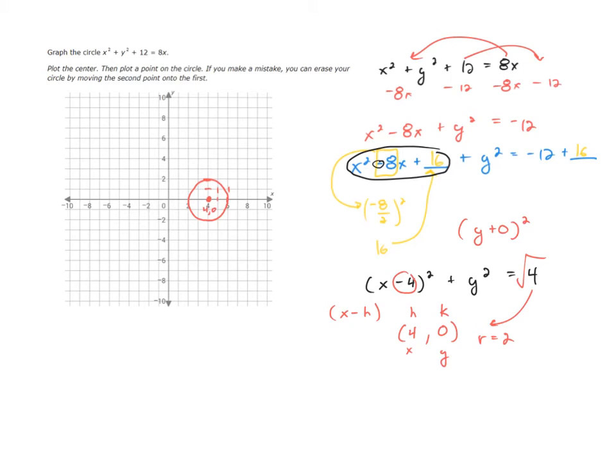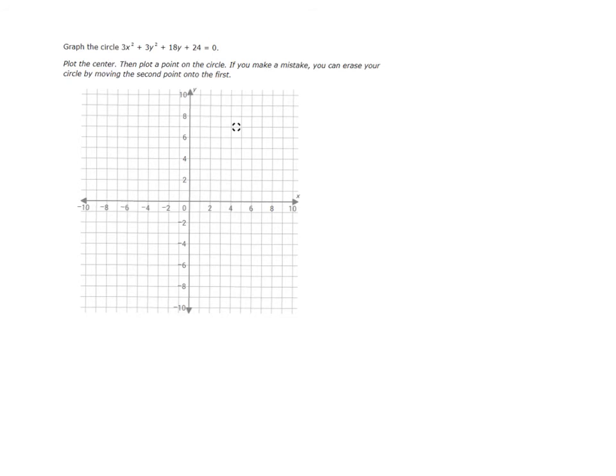So again, a little reorganizing of our numbers and variables, a little complete the square, some factoring, and then identifying your h, k, and radius. One more example. This one, we're now looking at a new wrinkle, we'll say, in our reorganizing.